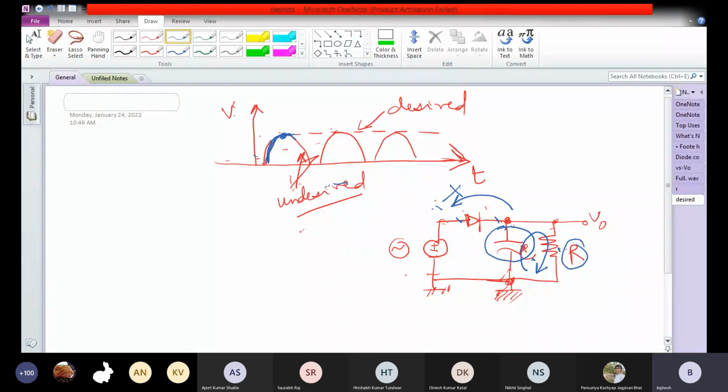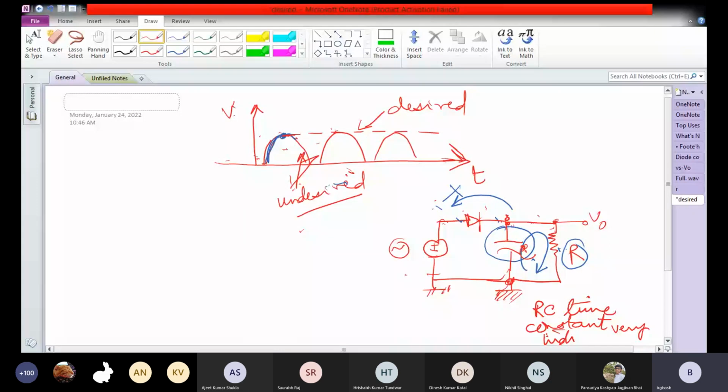And if I design the circuit such that the RC time constant is very high, then the capacitor will discharge very slow here.